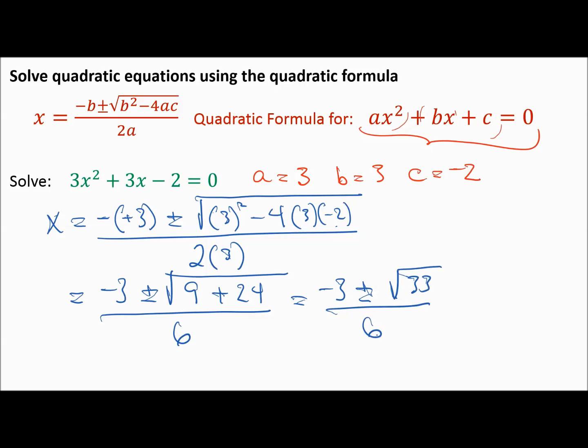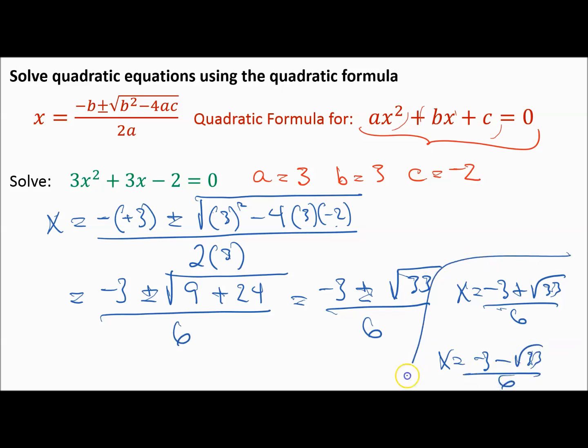If I could simplify the square root of 33, I would, but there's not a perfect square that divides evenly into 33, so this is as simple as it gets. So my final answer is, and there are two results. One of them is x equals negative 3 plus the square root of 33, divided by 6. The other is negative 3 minus the square root of 33, divided by 6. And those are my two results.